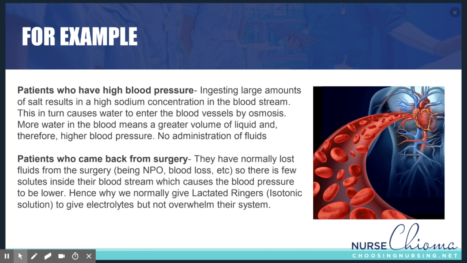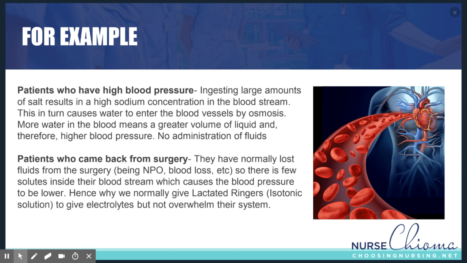In the same regard, think about patients who came back from surgery, right? What happened to them? Well, before they went to the surgery, what do we do? We put them NPO, nothing by mouth, which means that they didn't get to eat or drink anything for at least 8 hours or more. So they lost fluids that way. Then they went to the surgery, and the doctor did some type of incision, and they probably lost some blood as well.